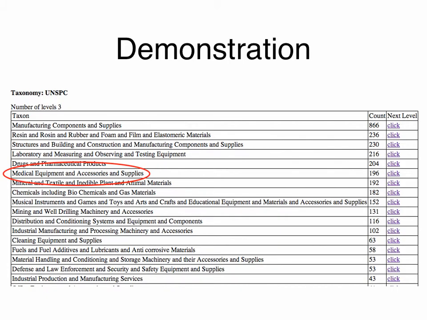Now if you click on the button Run Query, this is what you get, or the top portion of what you get. These are the top level concepts or categories of the unspec classification system, and they've been ranked here in descending order by the degree of match between our query and the documents collected under these categories. We can now drill down. I've circled in red to indicate that we're going to drill down on medical equipment and accessories and supplies.